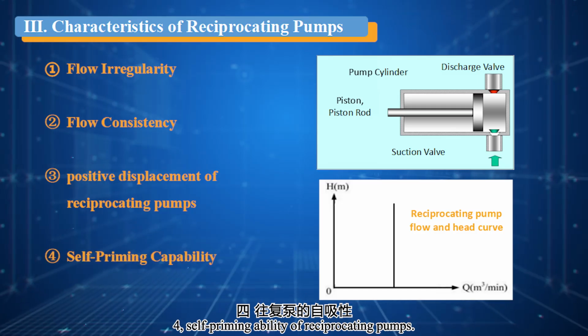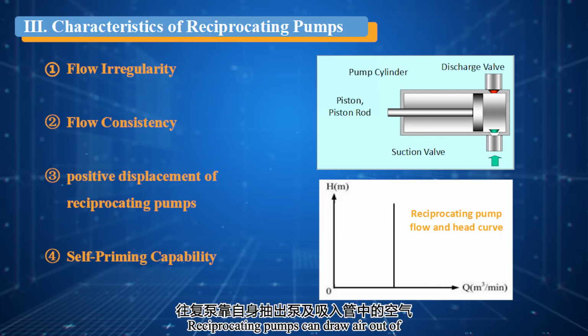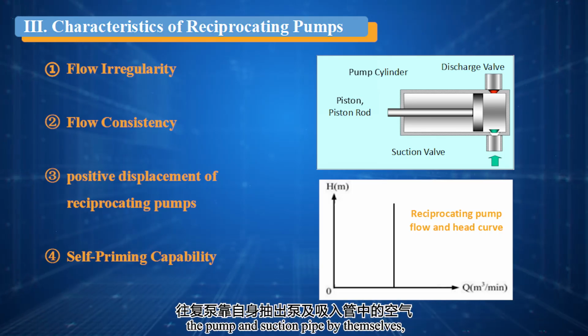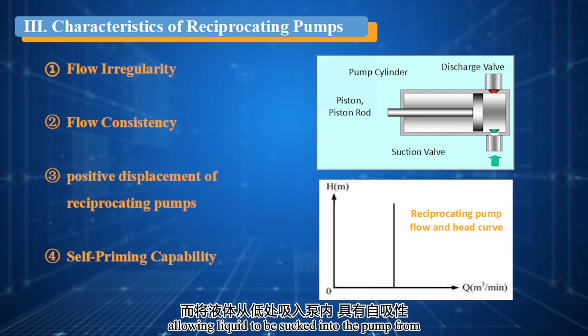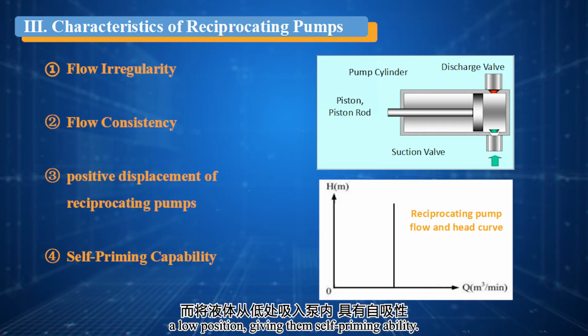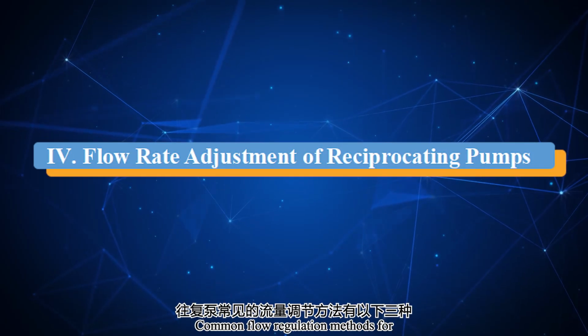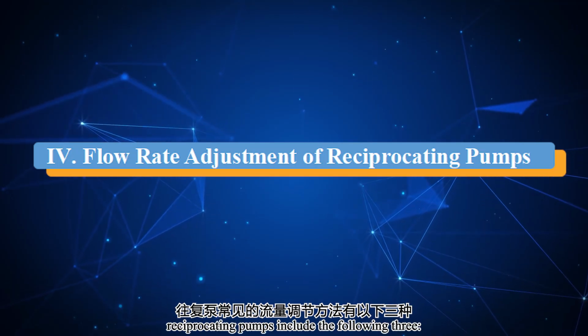Fourth, self-priming ability of reciprocating pumps. Reciprocating pumps can draw air out of the pump and suction pipe by themselves, allowing liquid to be sucked into the pump from a low position, giving them self-priming ability. Common flow regulation methods for reciprocating pumps include the following three.